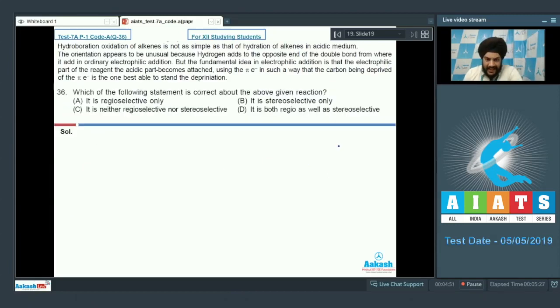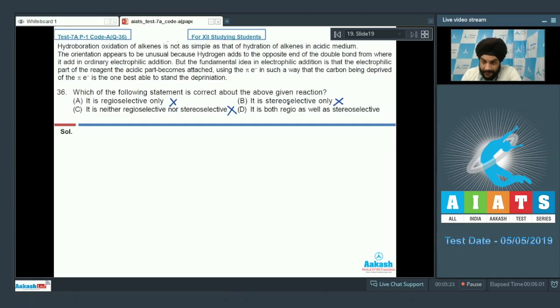Question number 36. It says, which of the following statement is correct about the given reaction? In the first option, it says it is regioselective only. So the given reaction is regioselective as the anti-Markovnikov product is formed. If you look at the next option, it is stereoselective only. This is also incorrect, students. Both the A and the B options are incorrect because it is stereoselective as well as regioselective. If you look at the third statement, it is neither regioselective nor stereoselective. This is also incorrect, students.